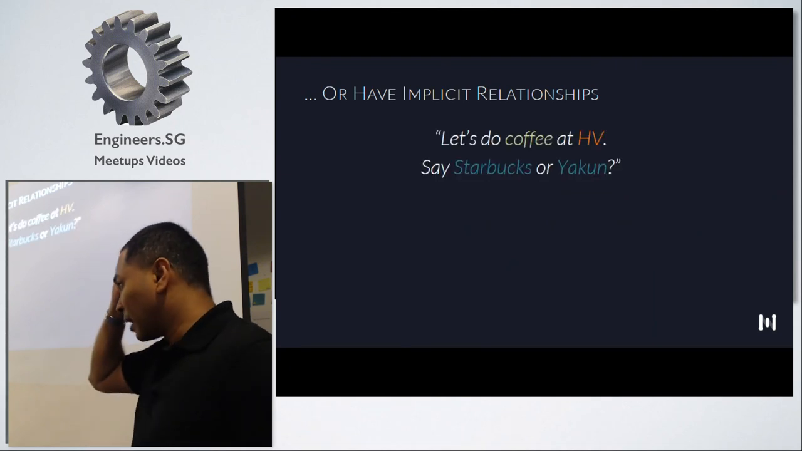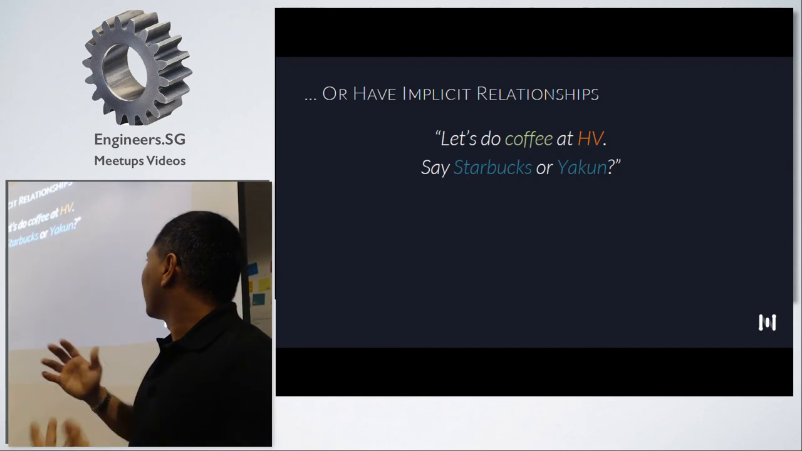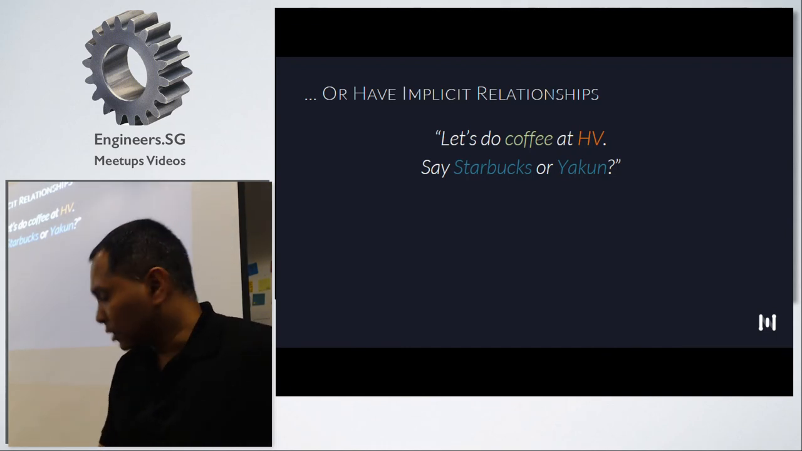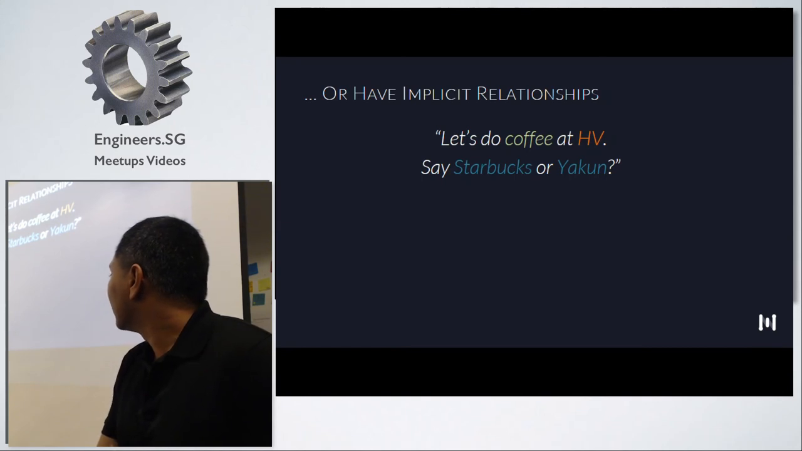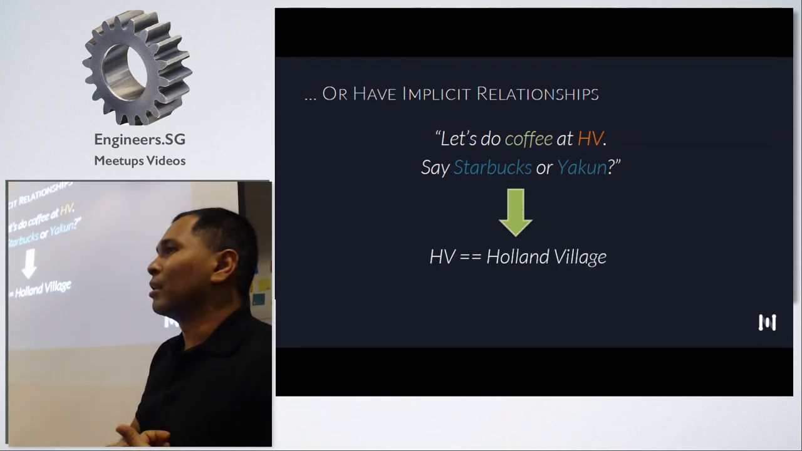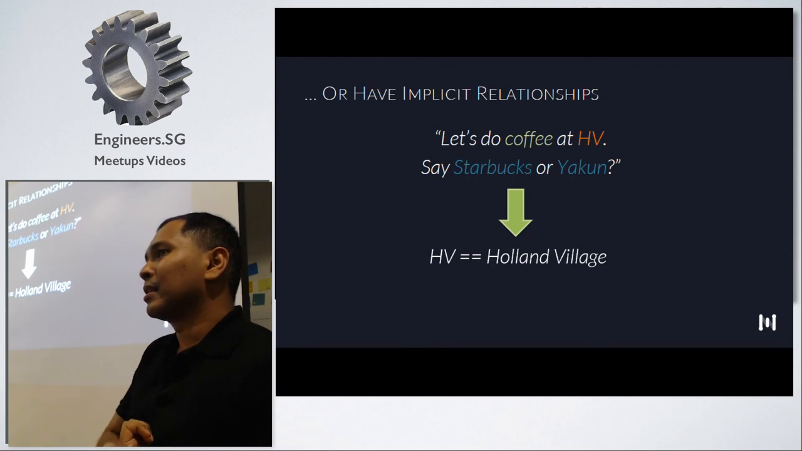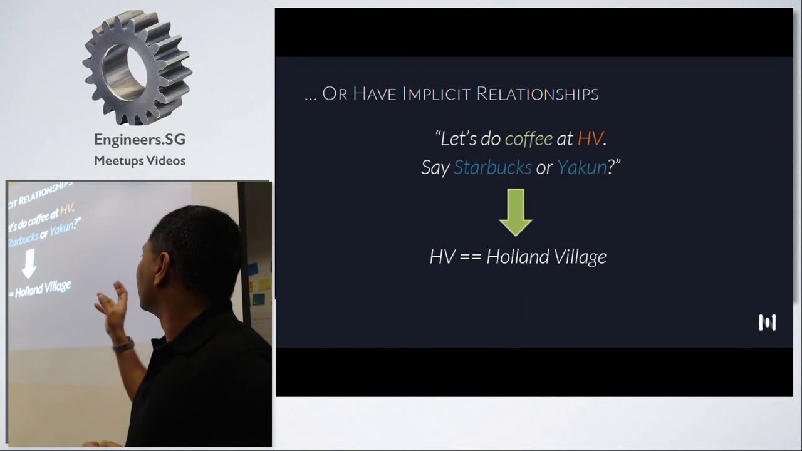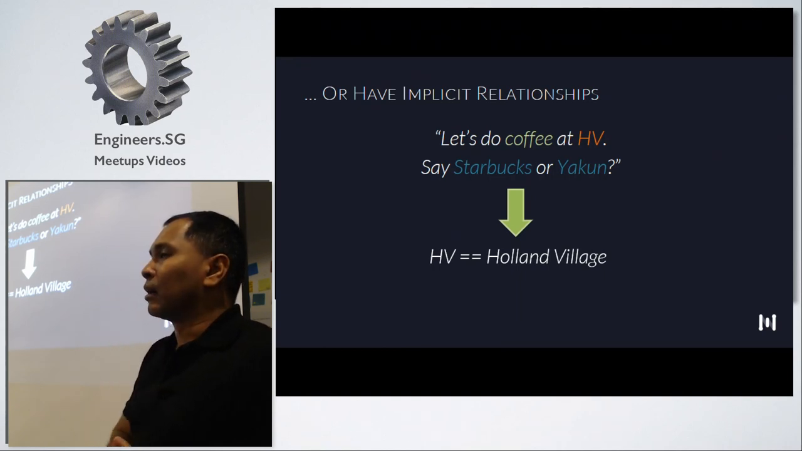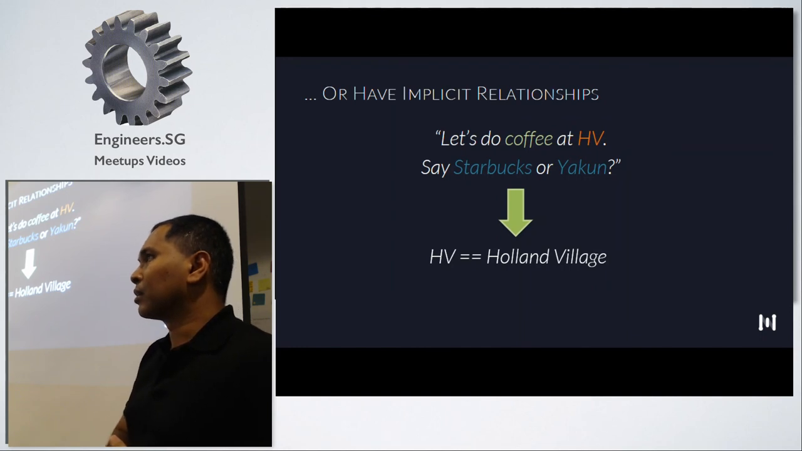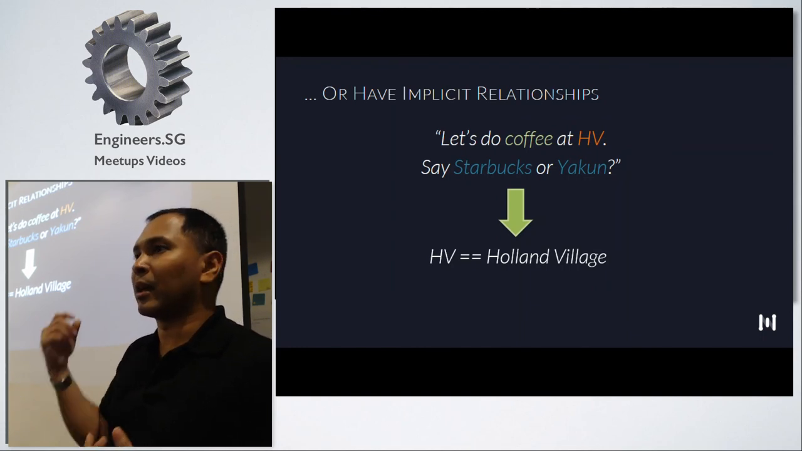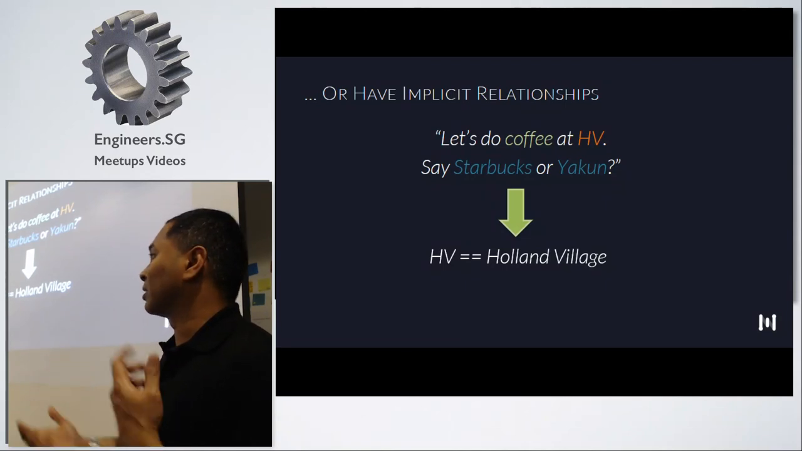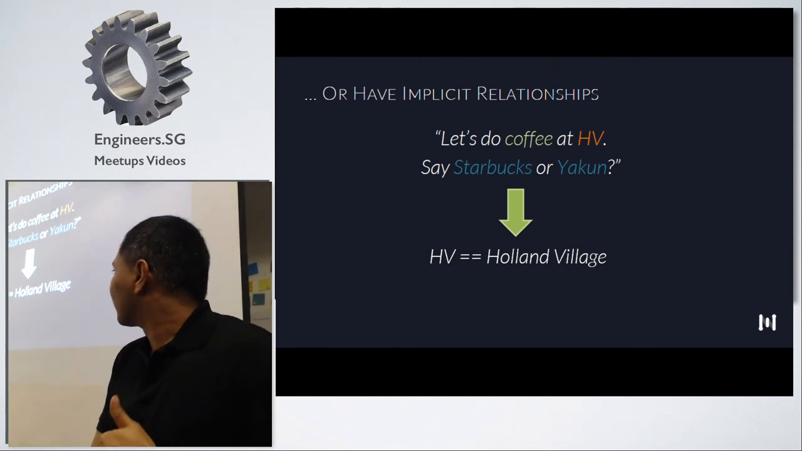Here's another example of a different sort of problem that we need to deal with. "Let's do coffee at Holland Village, say Starbucks or Yakun, okay?" So a few things we need to parse out here. Besides the natural language syntax and structure, there's an implicit relationship here. First of all, HV in the Singapore context means Holland Village, right? That isn't necessarily the case for someone in San Francisco or in Seattle or New York. So we need to have very region and city specific dereferencing or coreference resolution to be able to decode something like HV and put it in the right context. In fact, this might even vary from person to person, right? So that's the first problem.